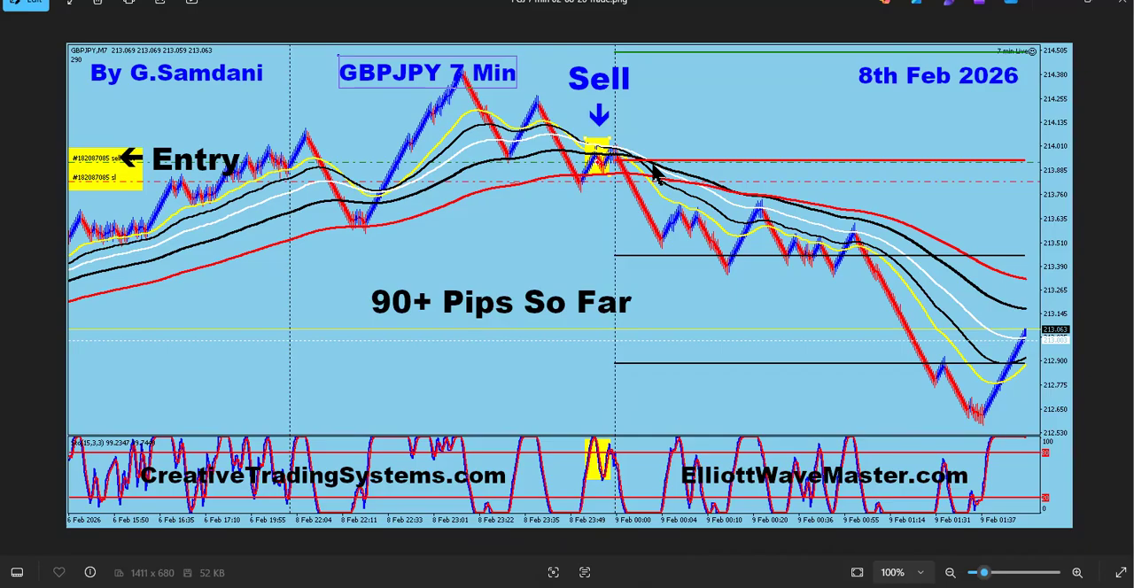I'm making this small video as a weekly recap on trades taken last week. So let's get it started. This is the first one, Pound Yen from 7-minute chart. Sell order is right there.